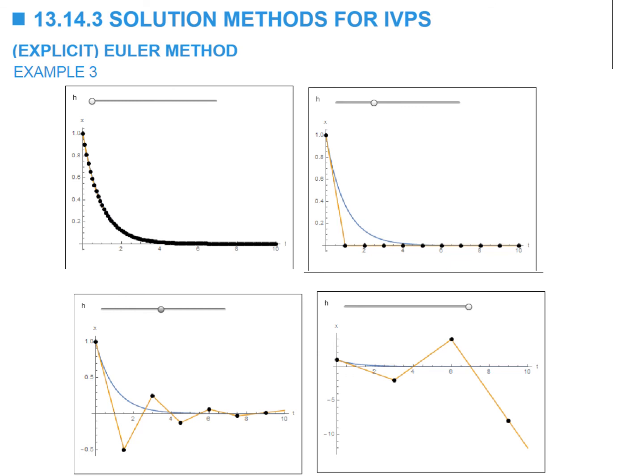So this concludes the explicit Euler method. In the next lecture, we're going to study other methods that are similar to the explicit Euler method for solving initial value problems.